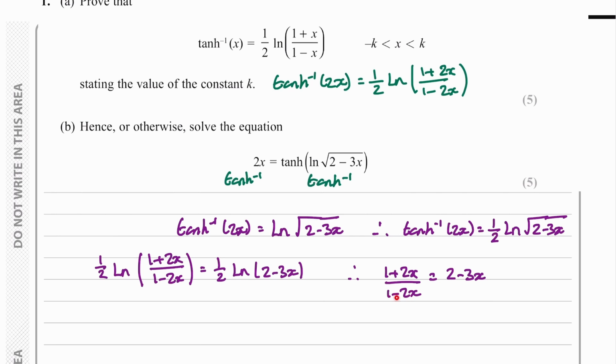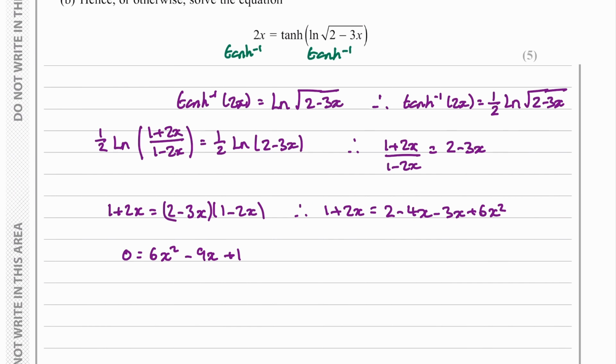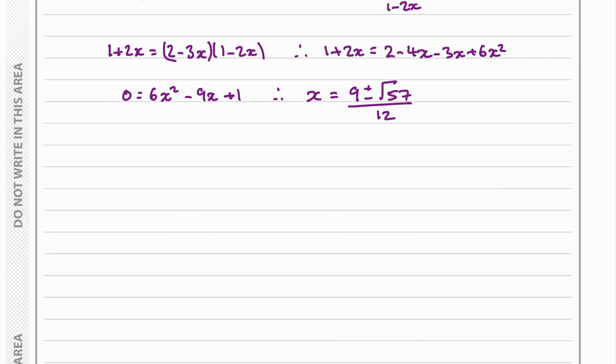We'll move this over to the right-hand side, then expand out the brackets, and then we can tidy up this quadratic and make it equal 0. We can solve this on our calculators, and we get x must equal 9 plus or minus root of 57 over 12. But remember that x has to be between 1 and negative 1. So therefore, x is equal to 9 minus root 57 over 12.